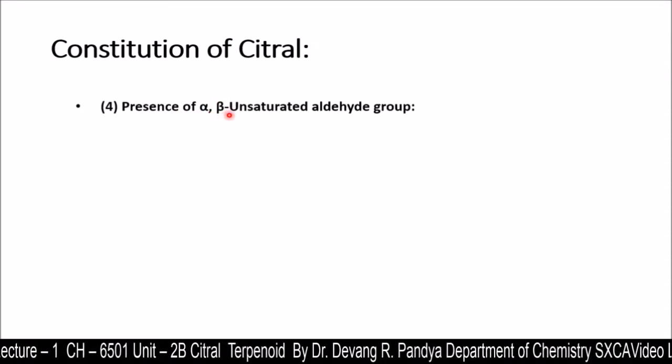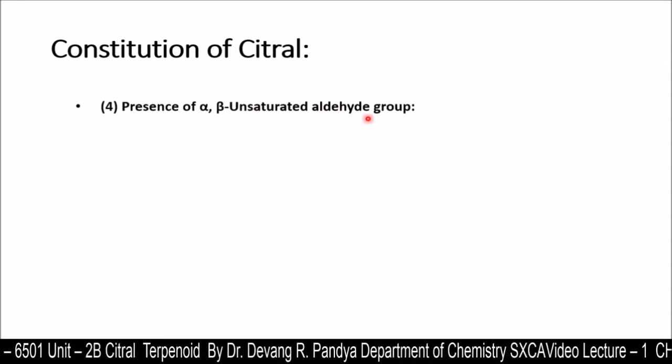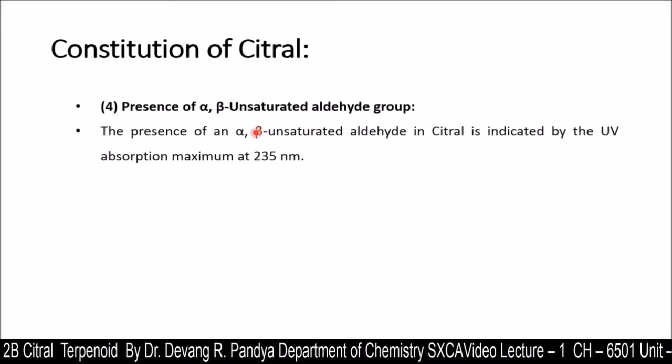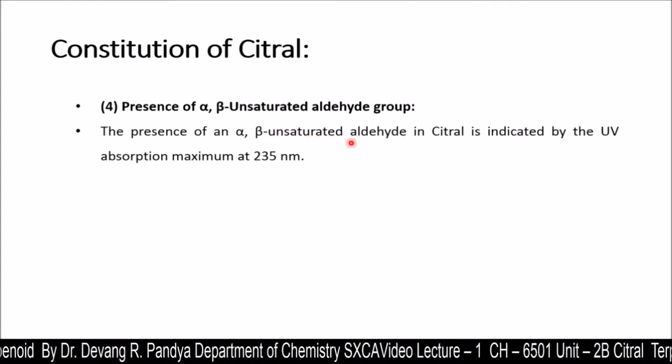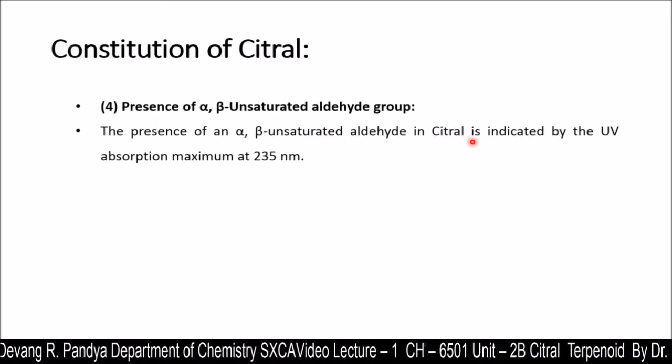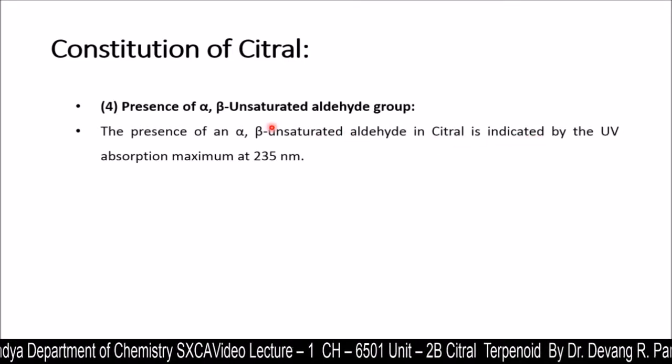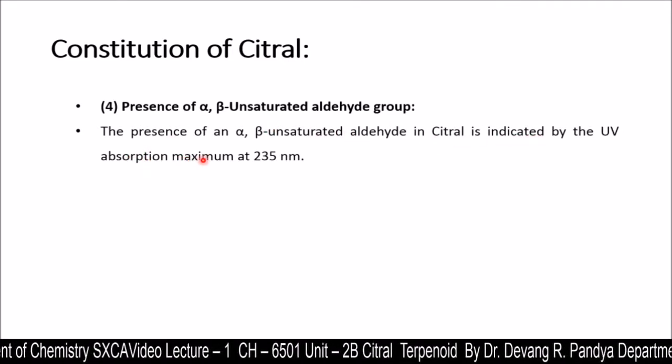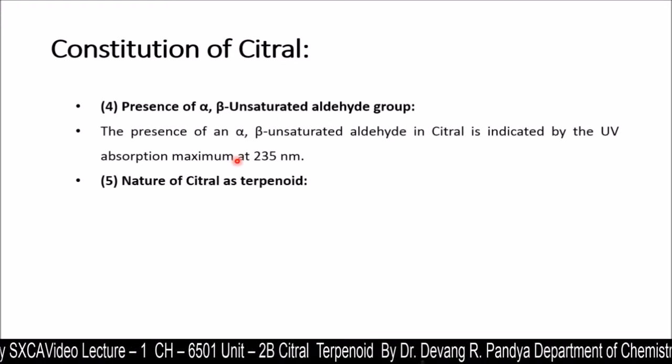The presence of an alpha-beta unsaturated aldehyde group in citral is indicated by the UV absorption maximum at 235 nanometers.